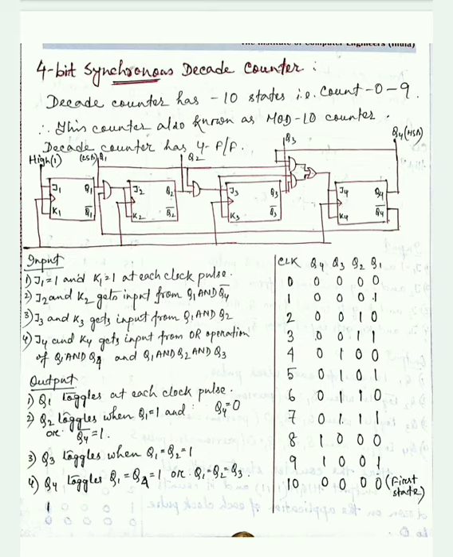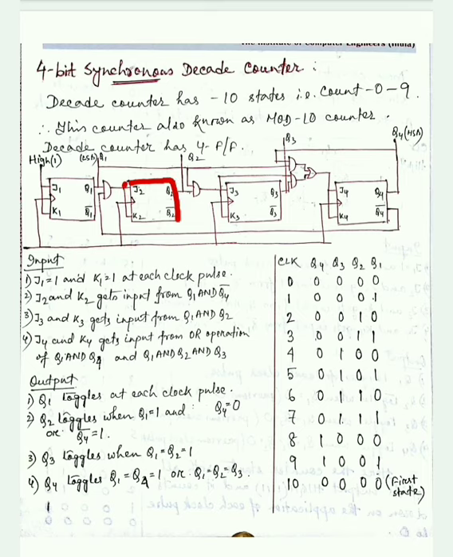This is the first thing for synchronous. The input of one flip-flop gets its input from the AND operation of the outputs of its previous flip-flops. Only the first flip-flop gets its input J1, K1 directly. One difference is here: you have already seen the 4-bit synchronous up counter. You compare this with that counter.